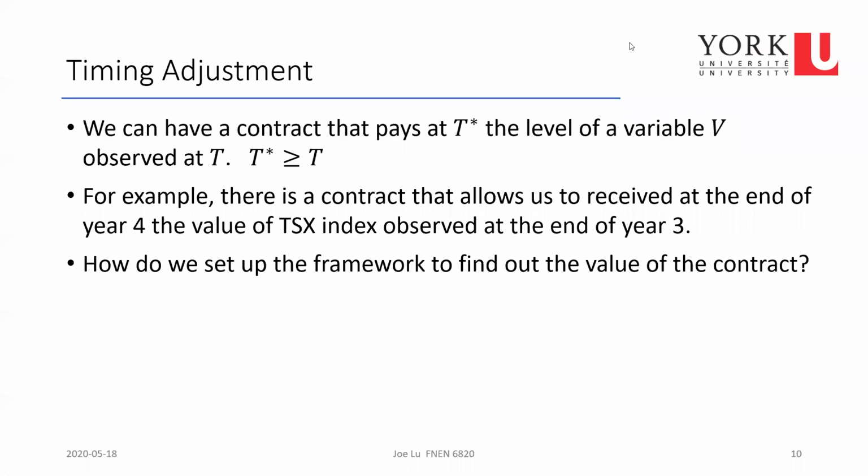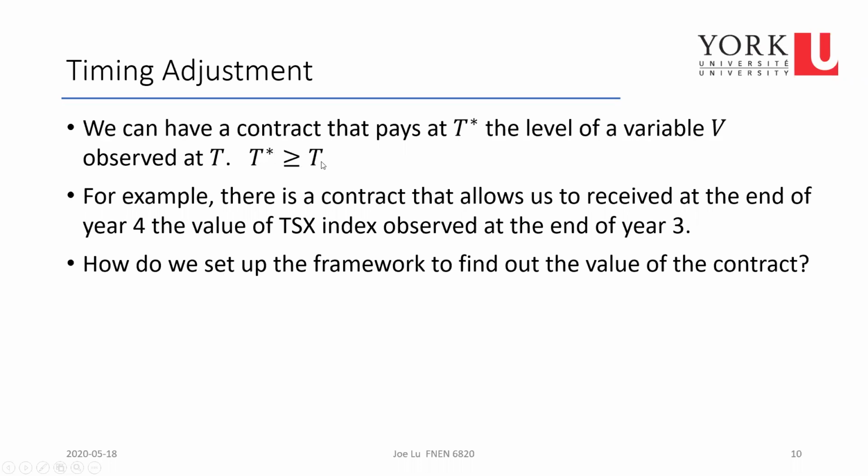Let's take a look at timing adjustment, and we will then show that when we have a zero coupon bond, the timing adjustment and the convexity adjustment are actually the same. For timing adjustment, we have a contract that pays at a time T star the value of some variable observed at T, and T star is greater than T, so at a later time.